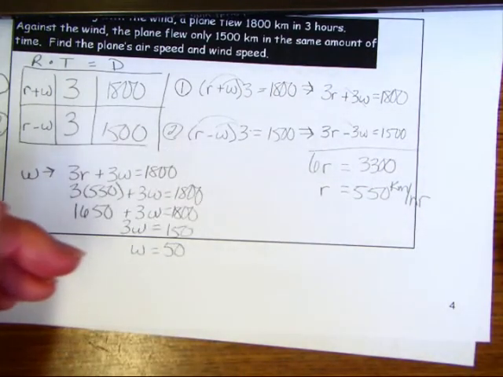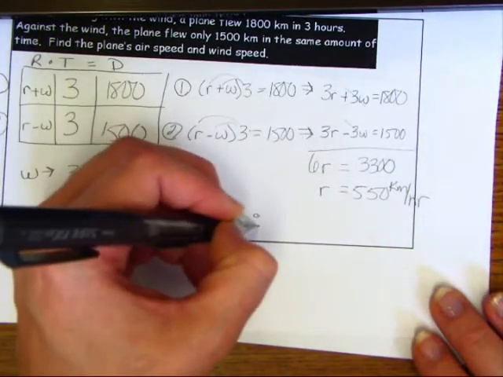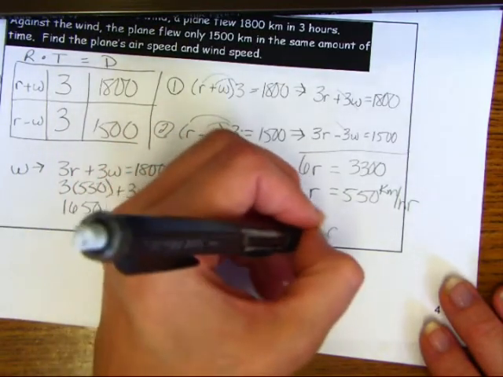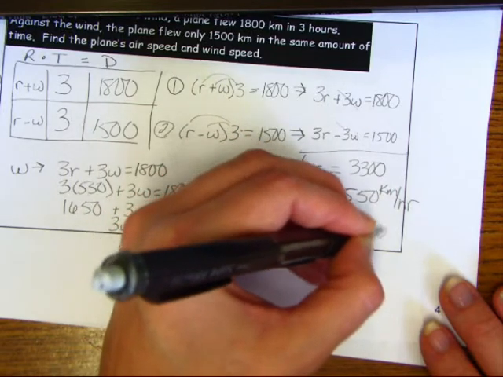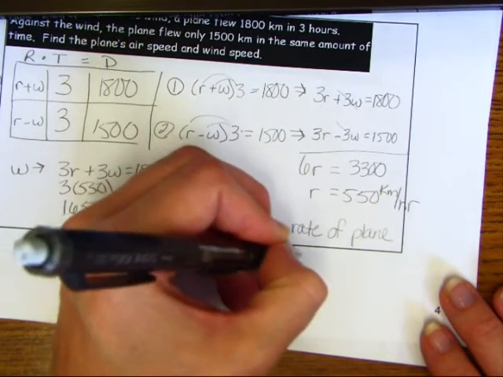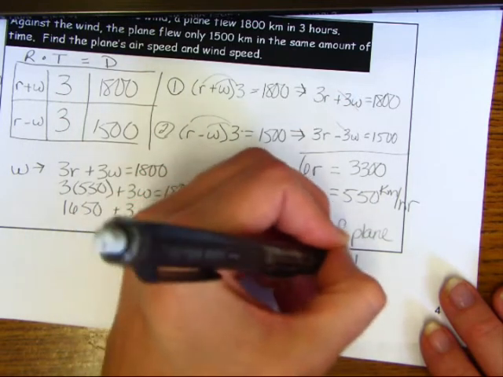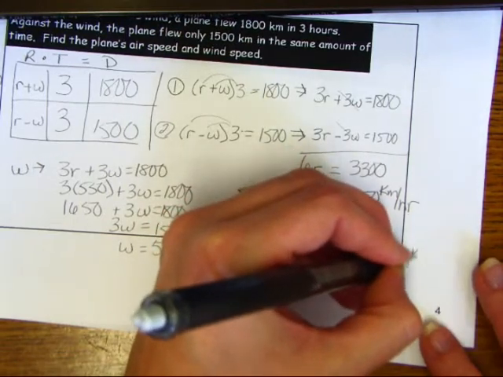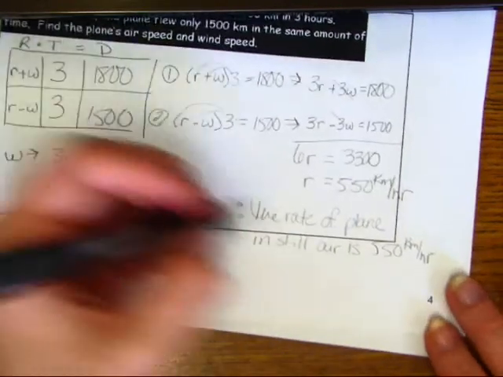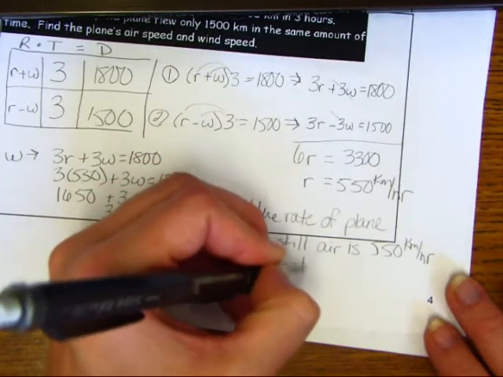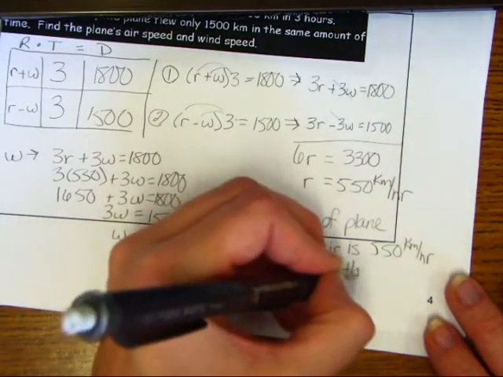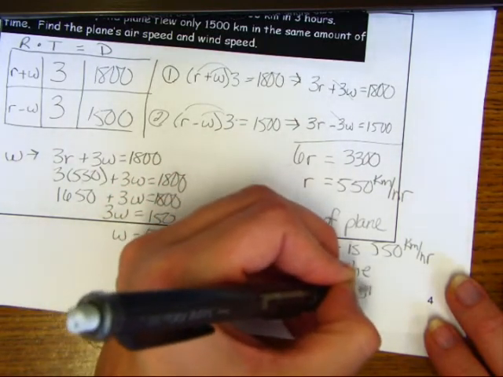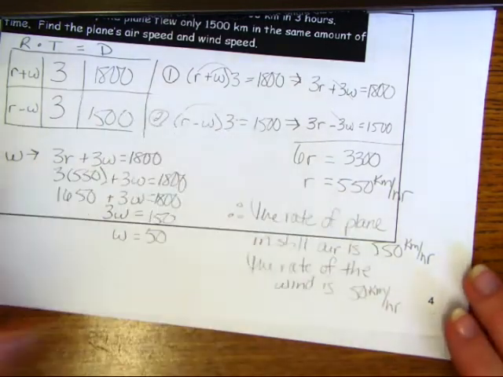So what does all of this mean? So let's make our therefore statement. You ready? Therefore, the rate of the plane in still air is what we got, the r, 550 kilometers an hour. And the rate of the wind is only 50 kilometers an hour.